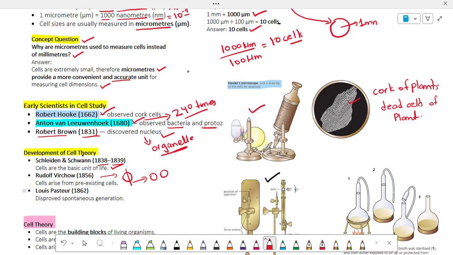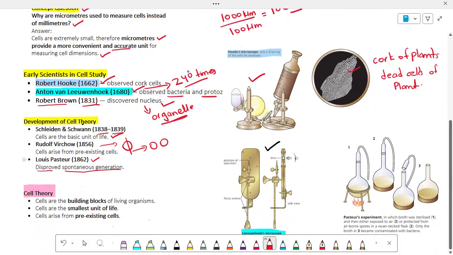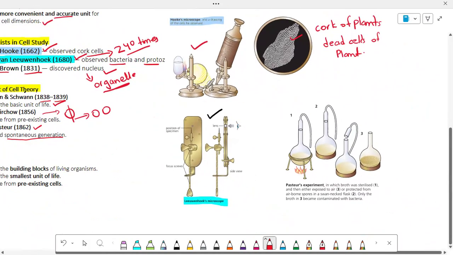In 1862, Louis Pasteur disproved the idea of spontaneous generation. And what is spontaneous generation? Some scientists thought that living microorganisms came from non-living matter, as if they came into existence spontaneously. But Louis Pasteur disproved this idea by using an experiment. Now I'm going to describe what Louis Pasteur actually did.